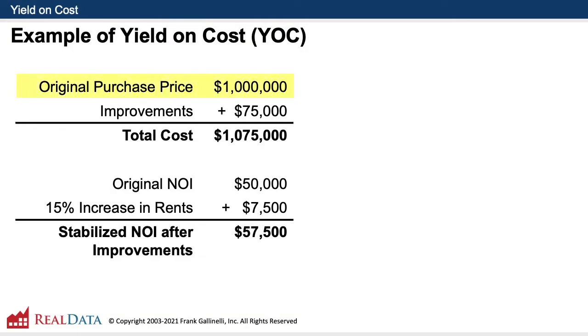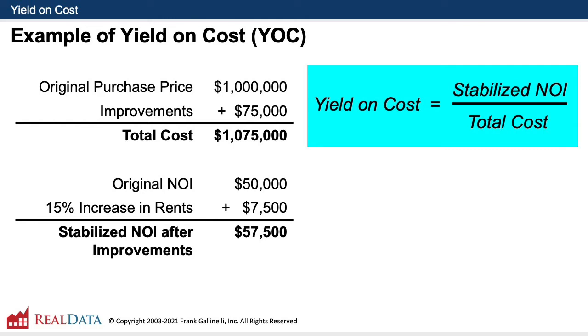Okay, you can see here, original purchase price of $1 million, plus improvements of $75,000 gives you a total cost of $1,075,000. Your original NOI was $50,000. A 15% increase would be another $7,500. So your stabilized NOI after improvements would be $57,500.